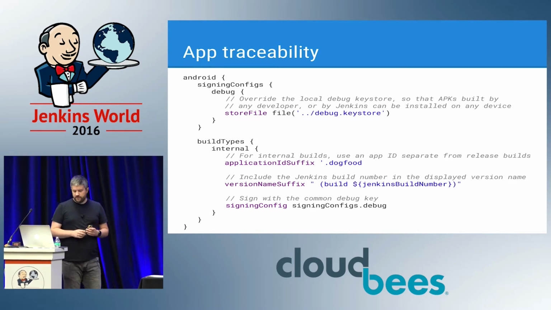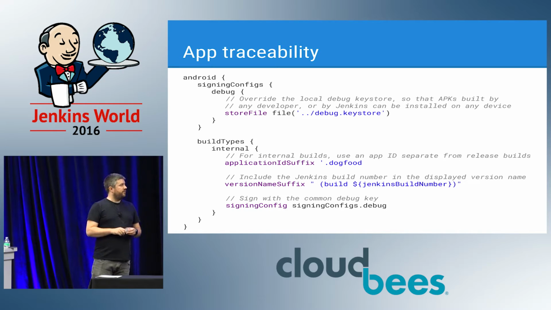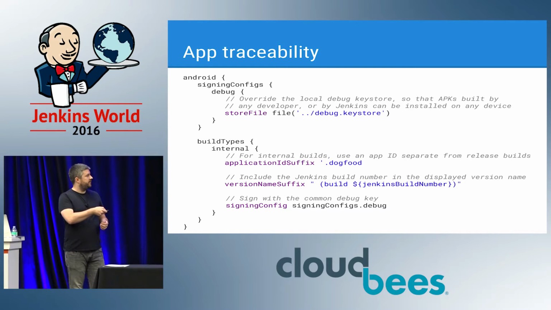Another nice thing for Jenkins, for Android, is that every time you build an app in debug mode, you have to sign it with a key store.